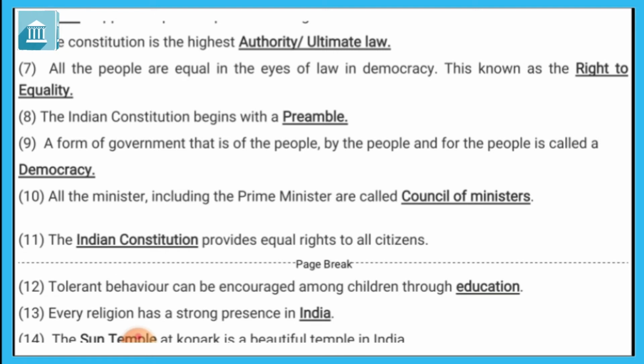8. The Indian Constitution begins with the preamble. Preamble is a type of introduction. So the Indian Constitution begins with the preamble.